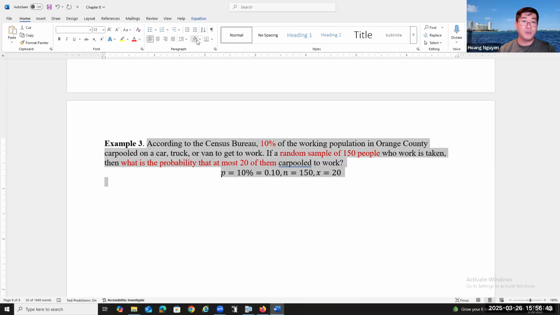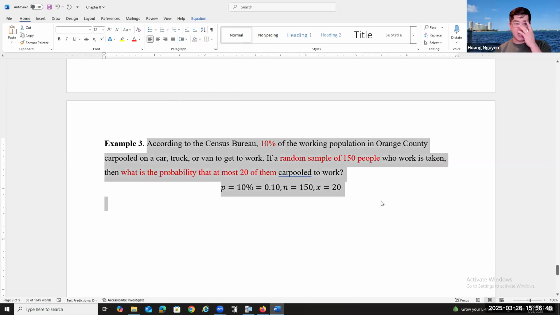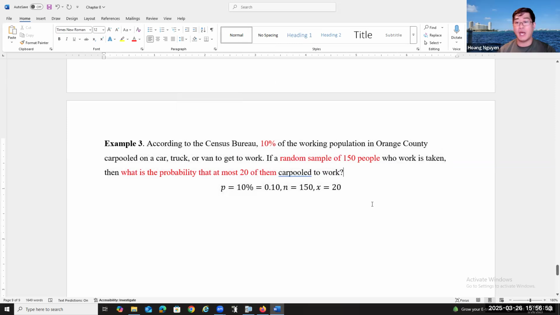We know the population proportion is 10%, the sample size n is equal to 150, and the number of people who have a certain characteristic is 20. Now this is a proportion, so what kind of distribution are we going to get? You might need to double check, right? It is a normal distribution, but we need to check the condition for the normal distribution.